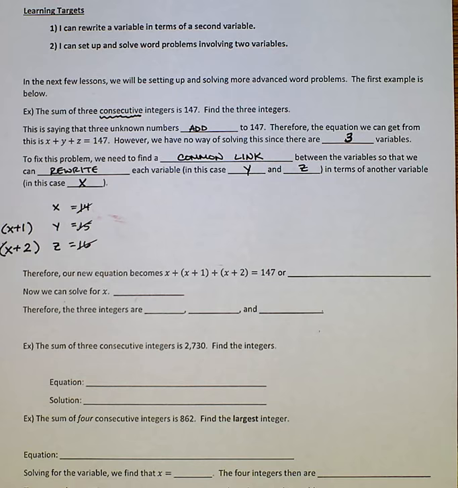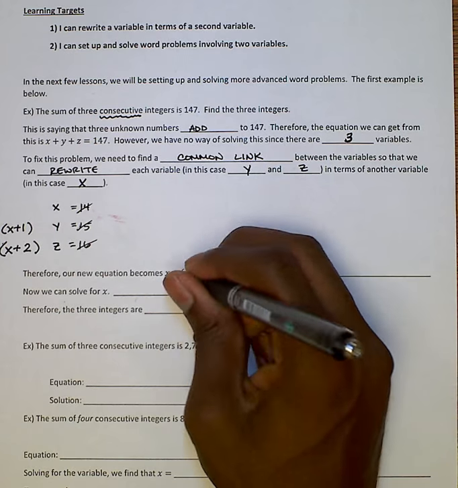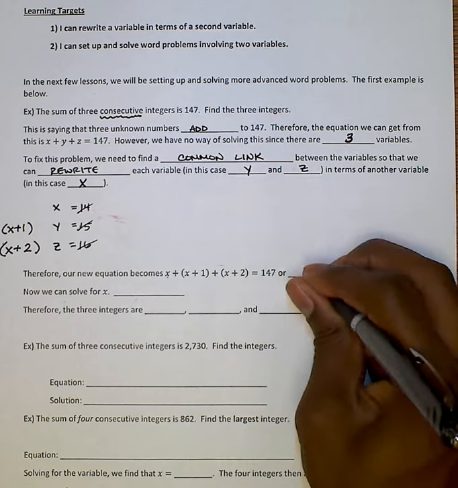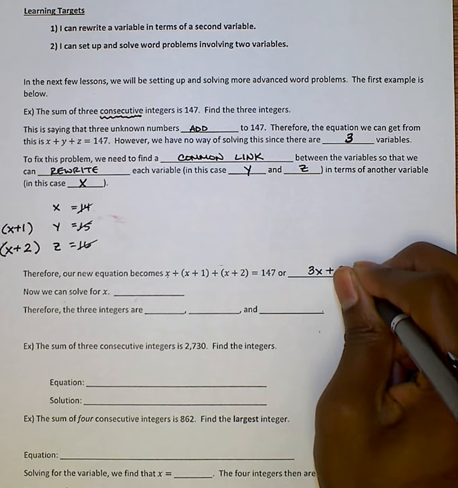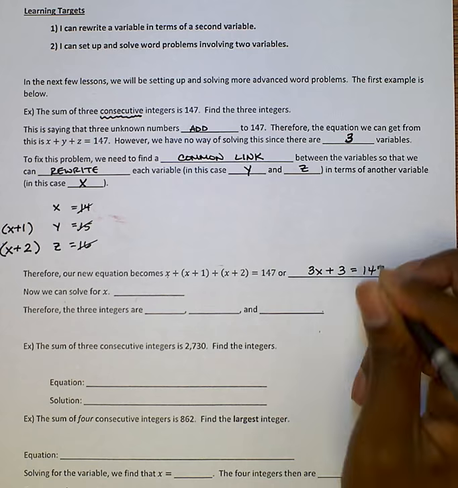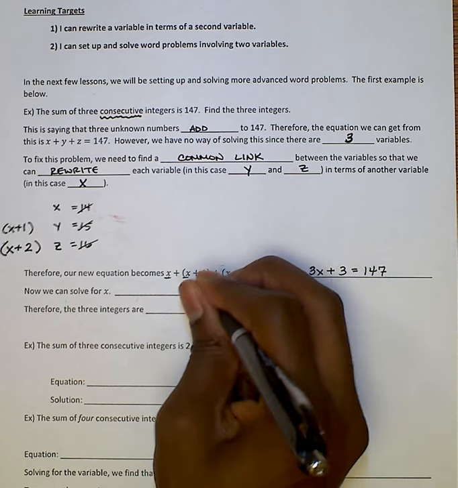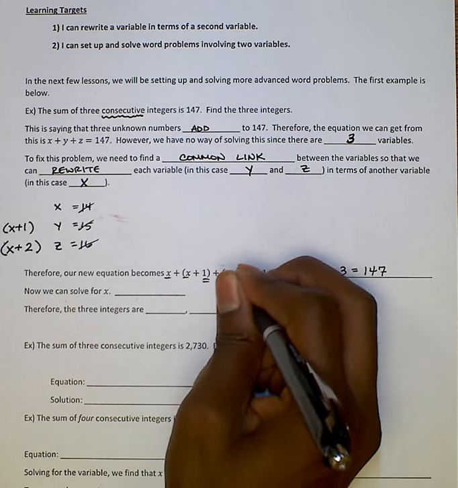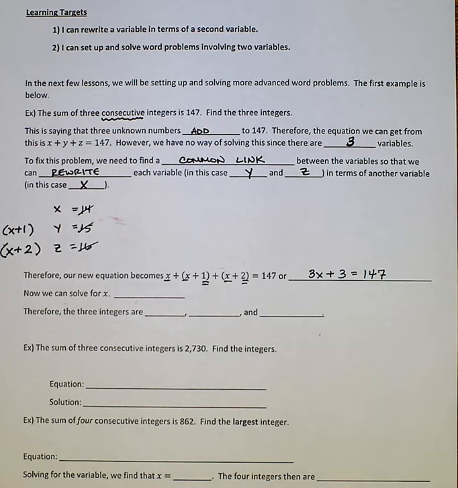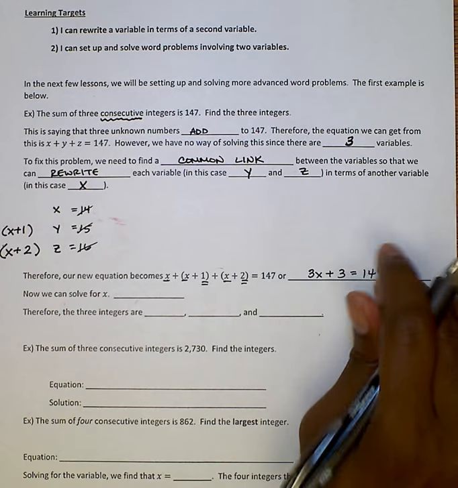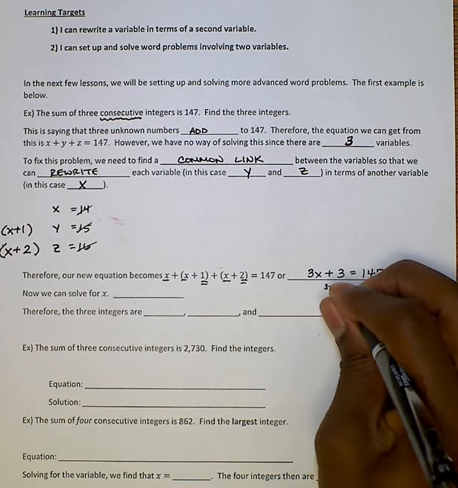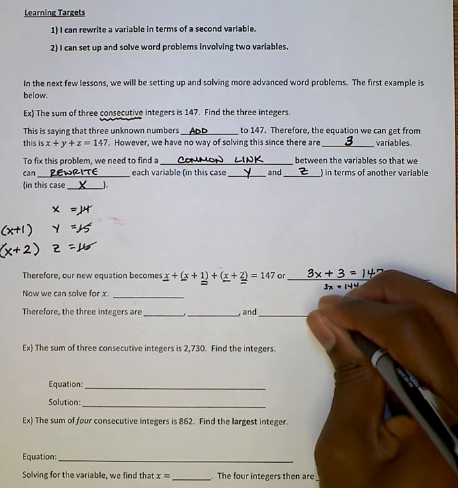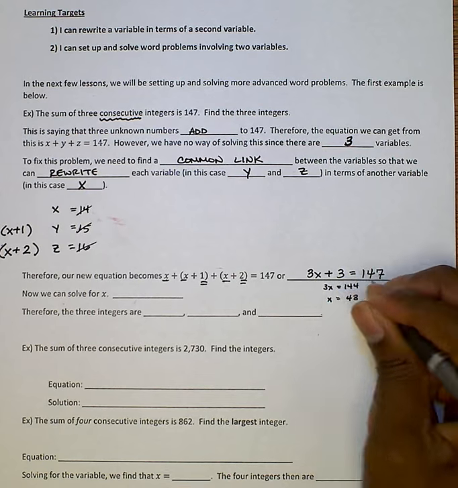And now we can simplify that. That gives us 3x plus 3 equals 147, just adding our like terms. And so now we can solve for x. When we subtract 3 from both sides, it gives us 144. So 3x equals 144. Divide by 3, and x equals 48. So x equals 48.